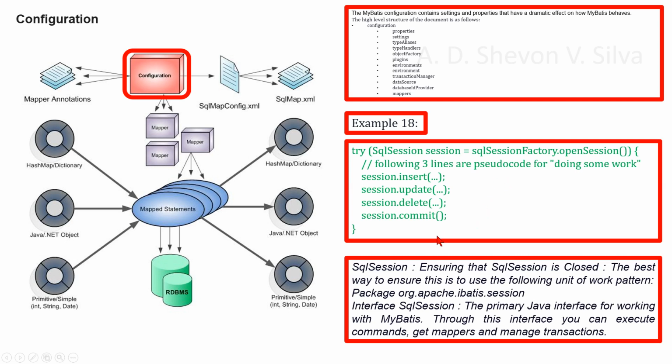Void close method. The most important thing you need to ensure is to close any session that you open. The best way to ensure this is to use the following unit of work pattern here. Just like SqlSessionFactory, you can get the instance of Configuration that the SqlSession is using by calling the getConfiguration method. Configuration getConfiguration. Here the following 3 lines are pseudocode for doing some work.